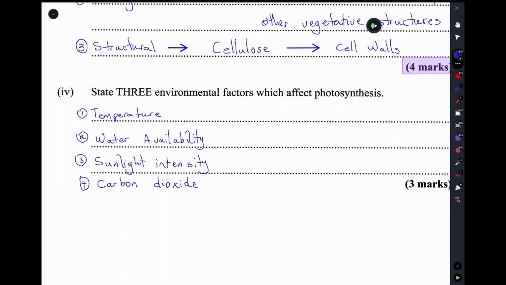It is possible to alter the carbon dioxide levels in a structure such as a greenhouse. So in a greenhouse, we could increase carbon dioxide intensity and thus increase the rate of photosynthesis. So this is sometimes an option.